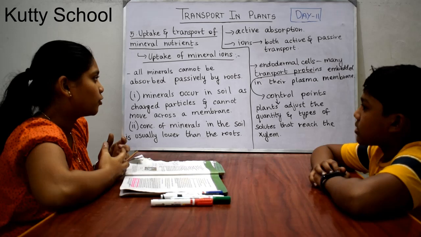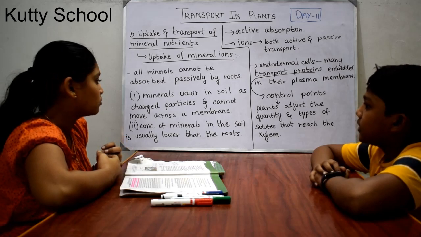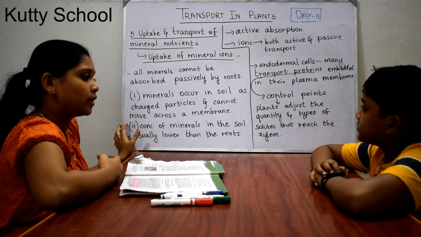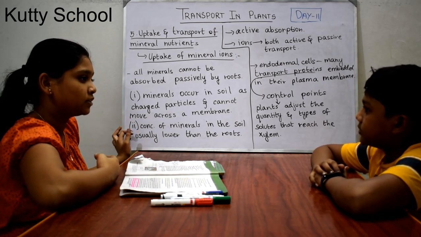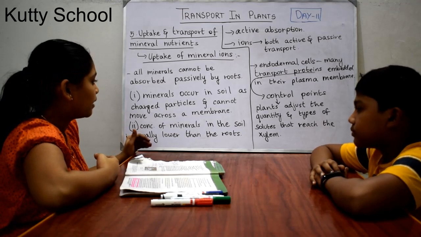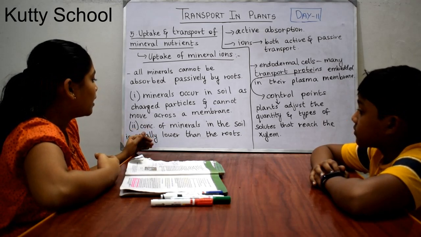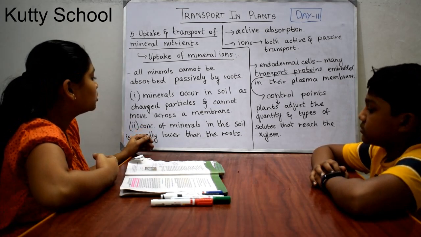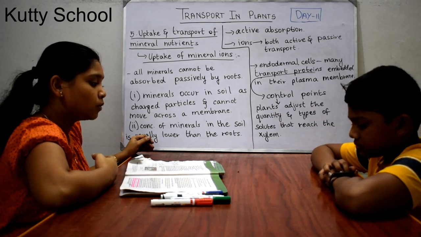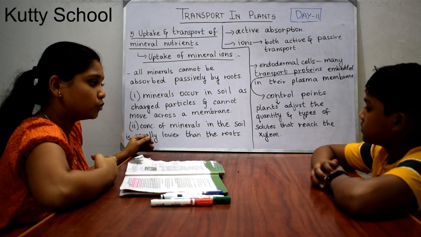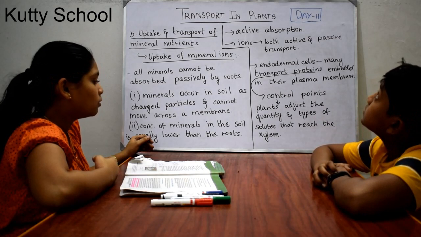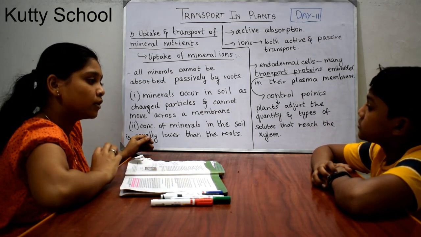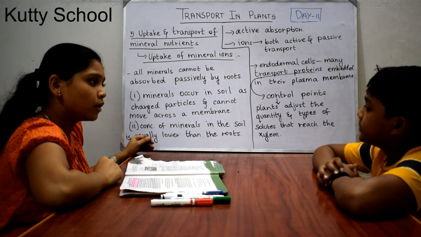All minerals cannot passively pass through roots, for two reasons. First, minerals occur in soil as charged particles, like K plus and Na plus, and they cannot move across a membrane because they have a charge. Second, the concentration of minerals in the soil is usually lower than the concentration present in the roots. How can you say that?